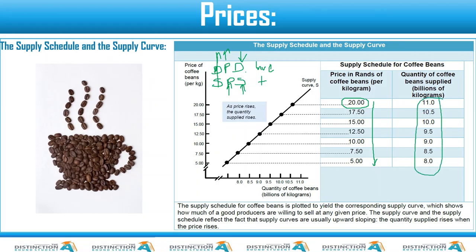Let's have a look. At 20 Rand, which is this price here, how many coffee beans are supplied? As you can see, according to what we have here, the answer is more. Okay, so that is 11. My line is not straight. I'll put it here. That will be 11. And then if the price was 5, how many coffee beans would be supplied?